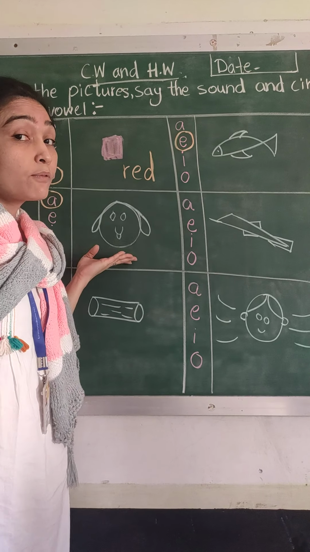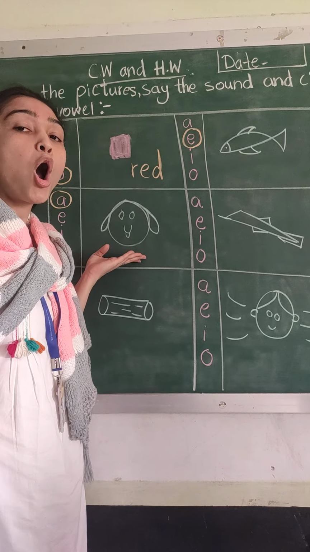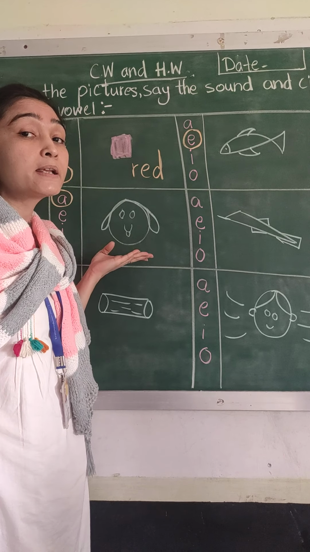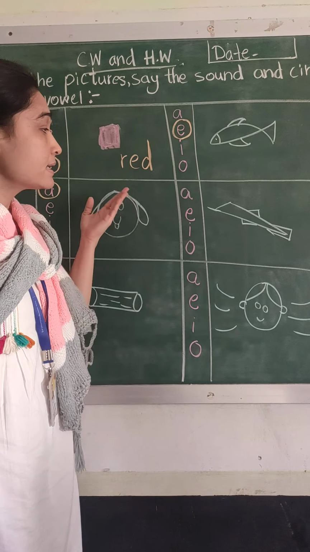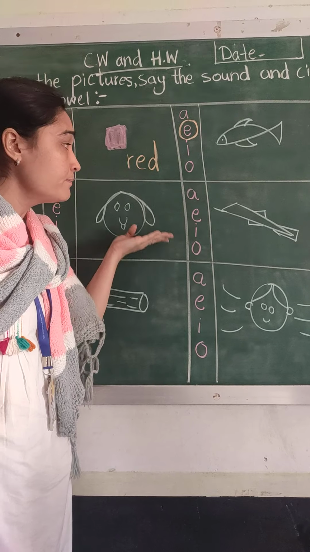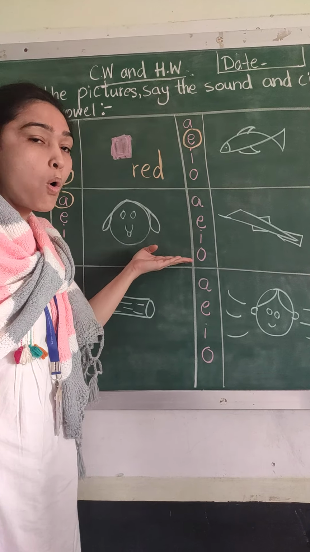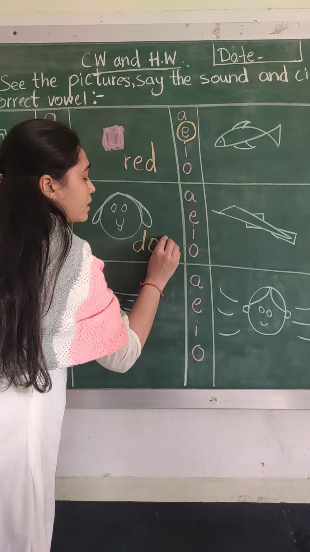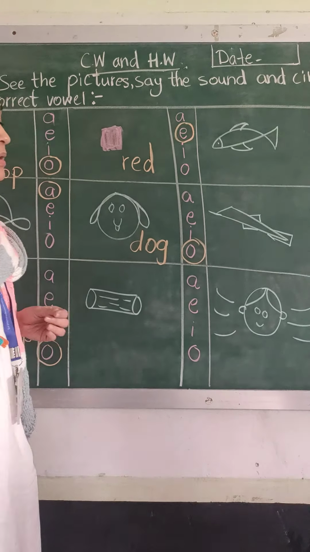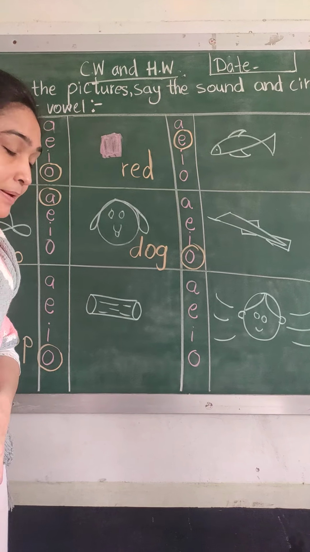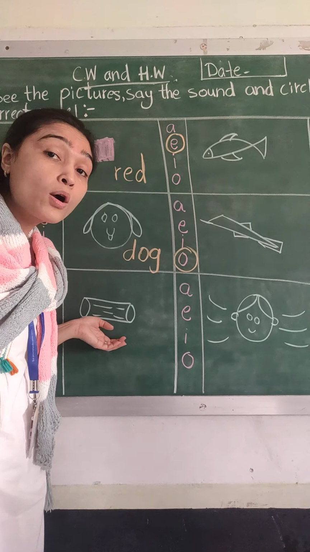Next is the picture of a dog. Dog. What do you hear when I say dog? O is the sound of which letter, children? A, E, I, O. O. Dog.